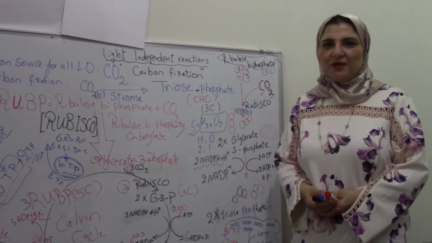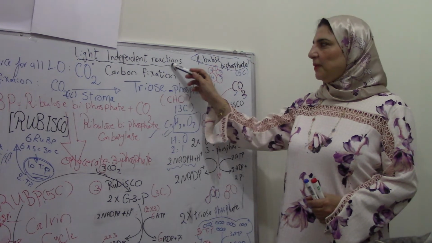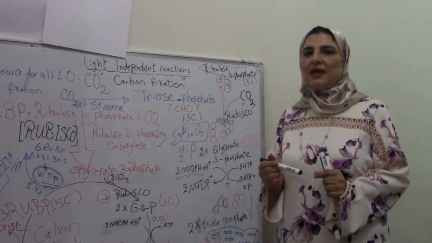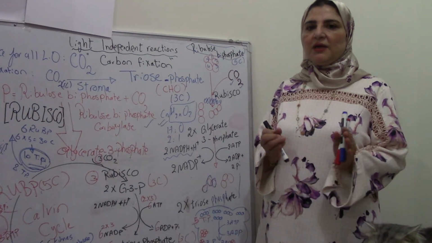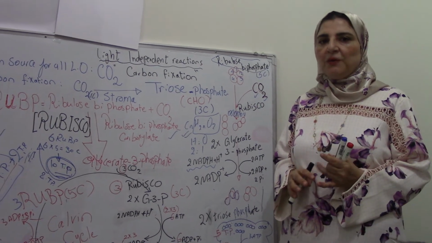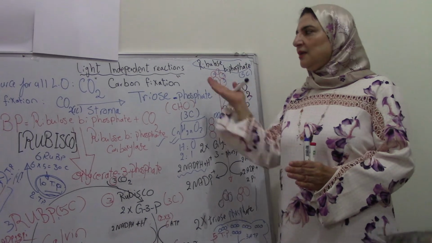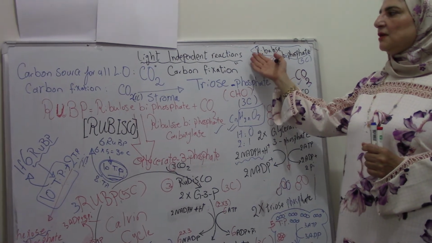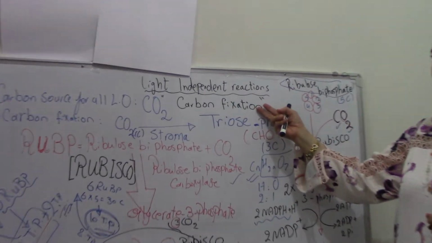Good morning, everyone. Today we are going to complete our lesson about the light-independent reactions. You remember in the last lesson we explained the light-dependent reactions, and we said that by the end of the light-dependent reactions, reduced NADP and ATP are produced, and they will be used in the light-independent reactions. Light-independent reactions start with a very important process that we call carbon fixation.